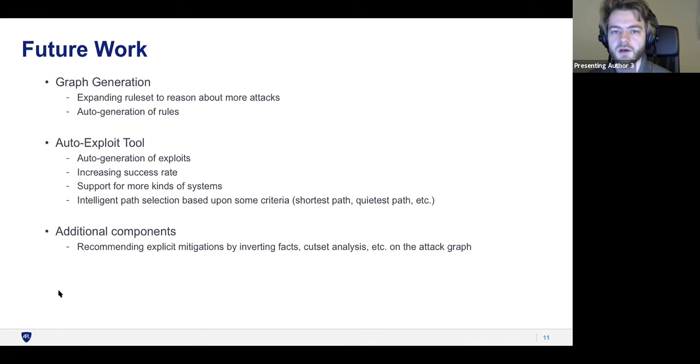And then finally, kind of flipping it more to the blue team side, doing analysis on the structure of the graph itself to recommend mitigations. So we might do this with some sort of cut set analysis. We might do it with logical inversion and then regenerating another kind of graph. But yeah, we're excited about working on that.